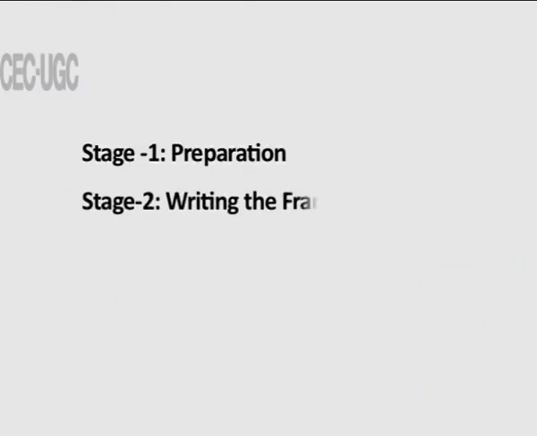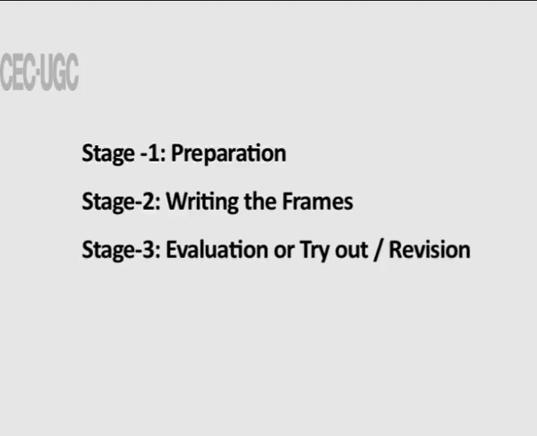Let's now discuss the steps of preparation of a program instruction. Preparation of program instruction text involves 3 stages. Stage 1, preparation. Stage 2, writing the frames, and stage 3, evaluation or try-out/revision. Now let's discuss each stage in detail.